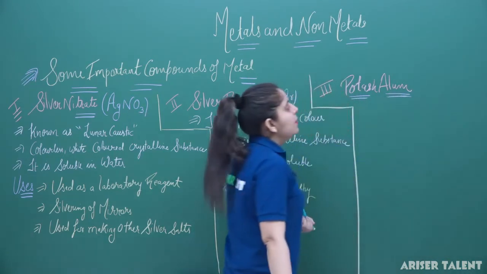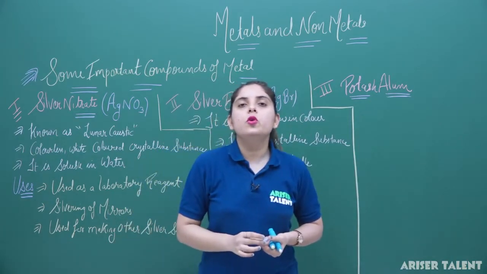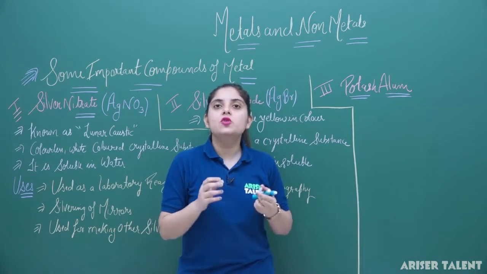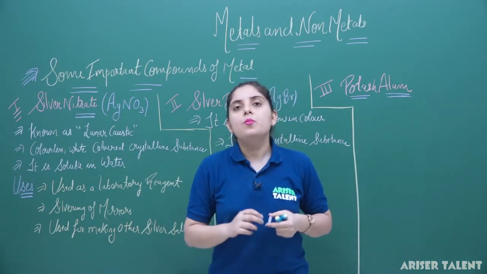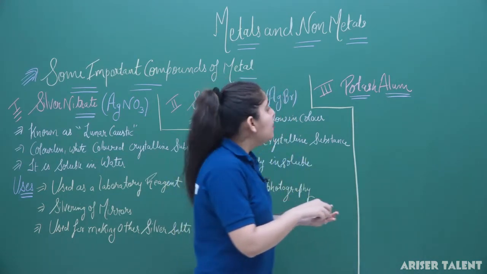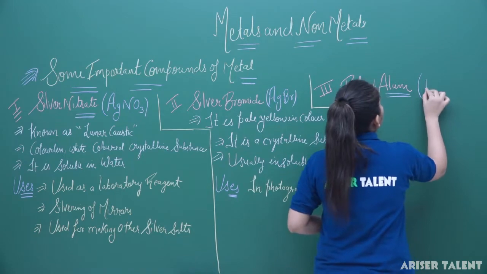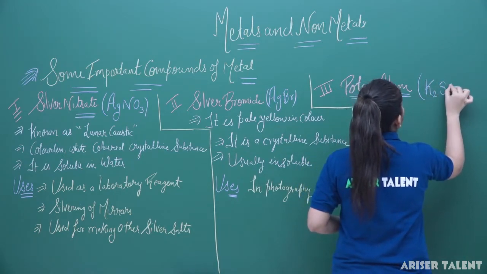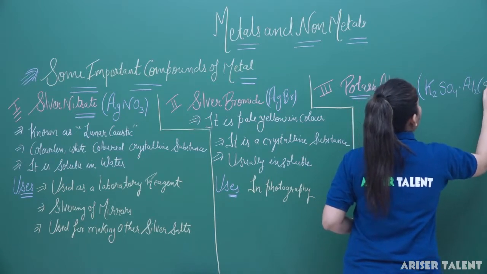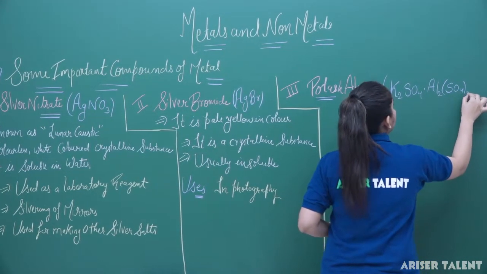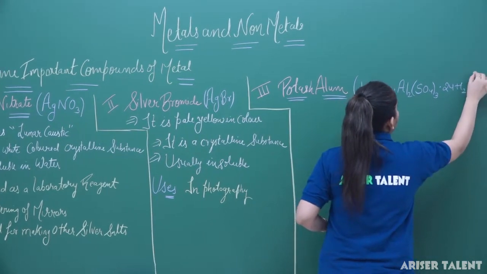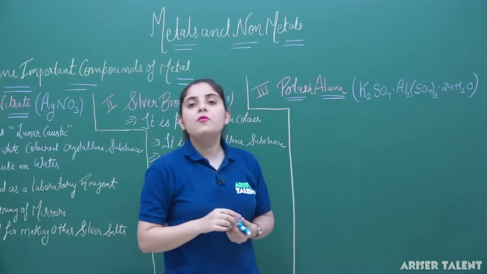Alum is a common name, but why is it called potash alum? Because it is a salt of potassium. It has the chemical formula K2SO4.Al2(SO4)3.24H2O. This is the general formula for potash alum.